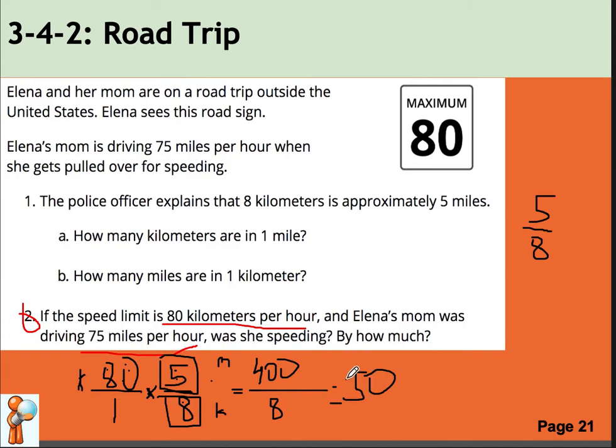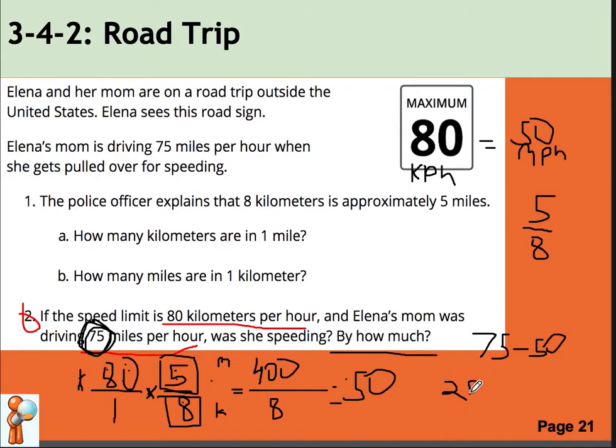So we have 50 miles per hour. So the speed limit, well, it's 80 kilometers per hour. It's really 50 miles per hour. Now, was her mom going 50 miles per hour? No. She was going 75 miles per hour. So we can find out how much by taking how much she was going, 75 miles per hour, and subtracting the speed limit, 50. So she was going 25 miles per hour too fast.